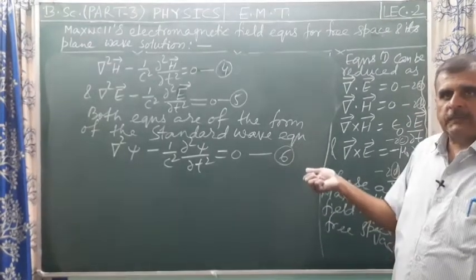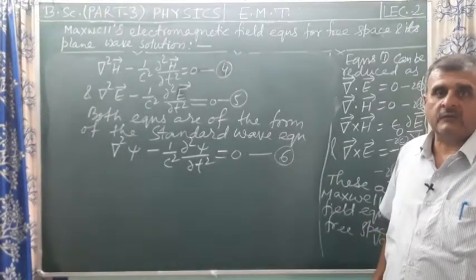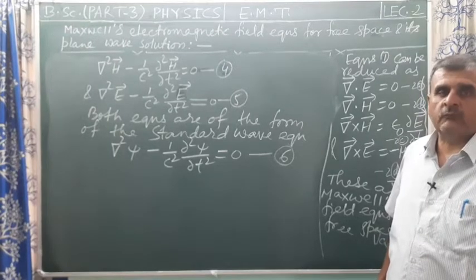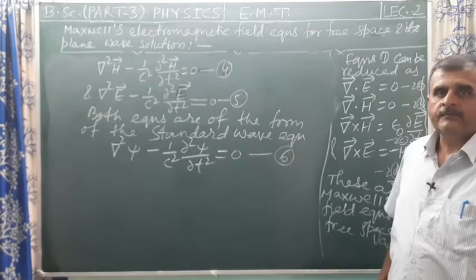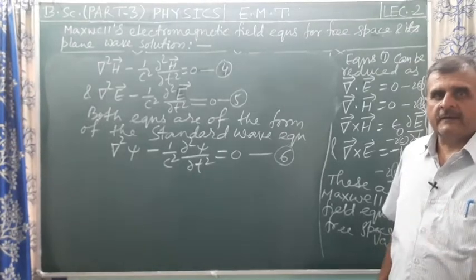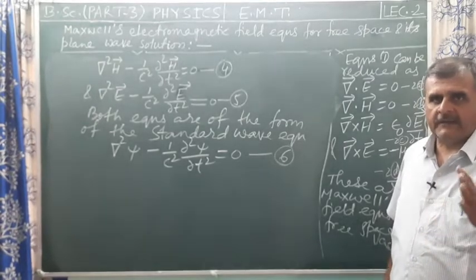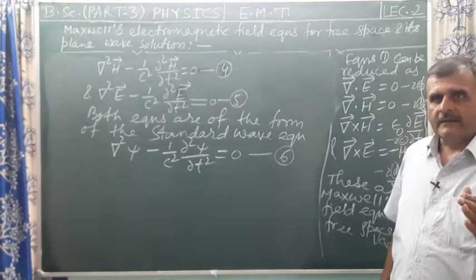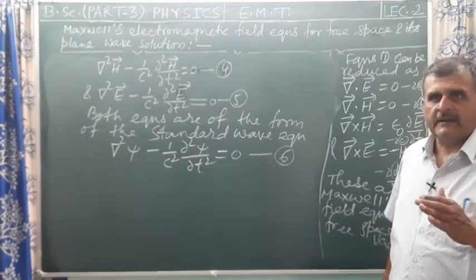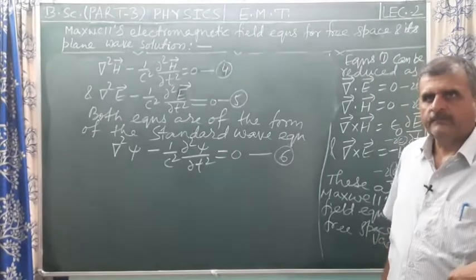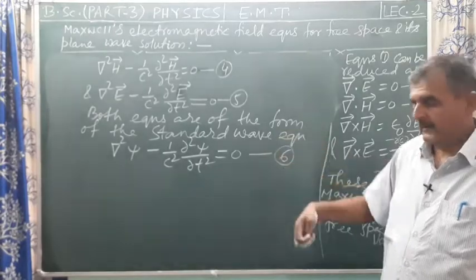The plane progressive solution of this equation can be given by psi is equal to psi naught e to the power minus i omega t minus k vector dot r vector, where r vector is the position vector or displacement vector and k vector is the propagation vector, which is given by k vector is equal to 2 pi by lambda into n cap, where n cap is the unit vector in the direction of wave propagation. This is called the plane wave solution of equation 6.